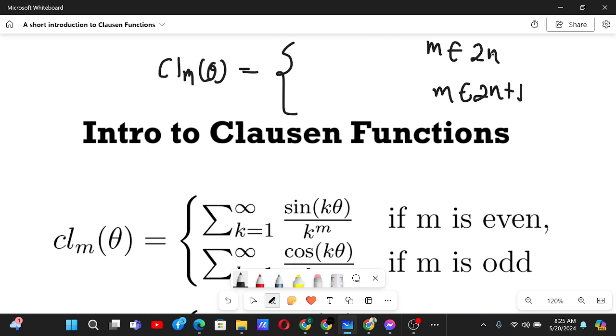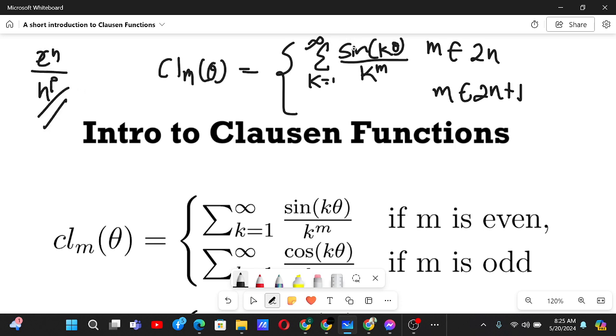When m is even, it's defined as the sum from k equals 1 to infinity of sine of k theta divided by k to the power m. You might notice that this is slightly similar to the polylogarithm function, because the polylogarithm was also x to the power n by n to the power p. Similar is the case over here, and this is just the imaginary part of e to the power i k theta, so these two are somehow similar.